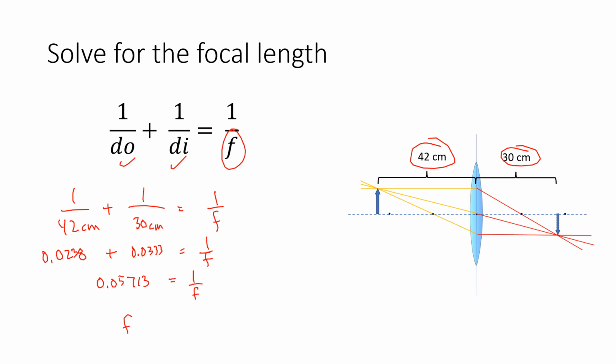So to get the focal length, we're going to need to take the reciprocal of that. So 1 over 0.05713, and that comes out to 17.5 centimeters. So the distance from the center of the lens to the focal point would be 17.5 centimeters. So there you go.